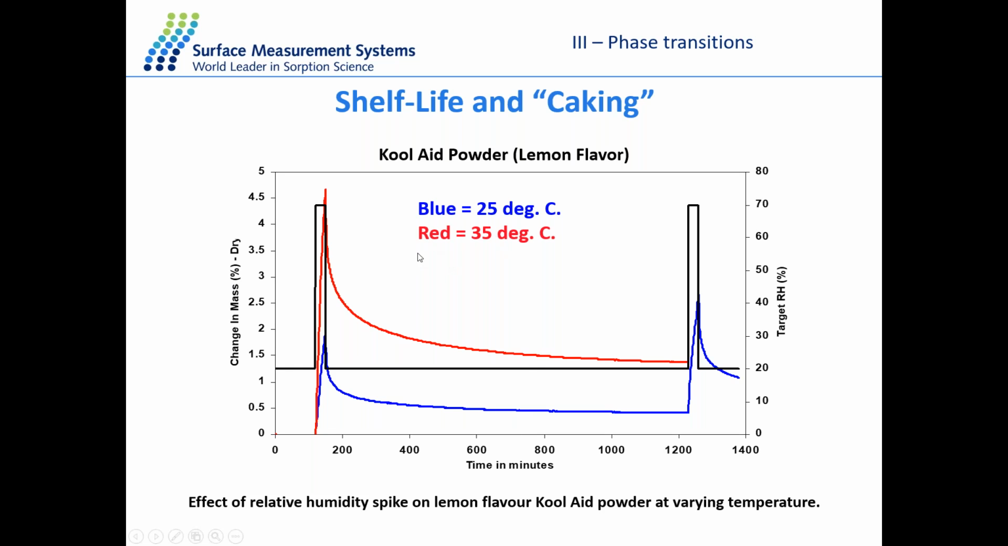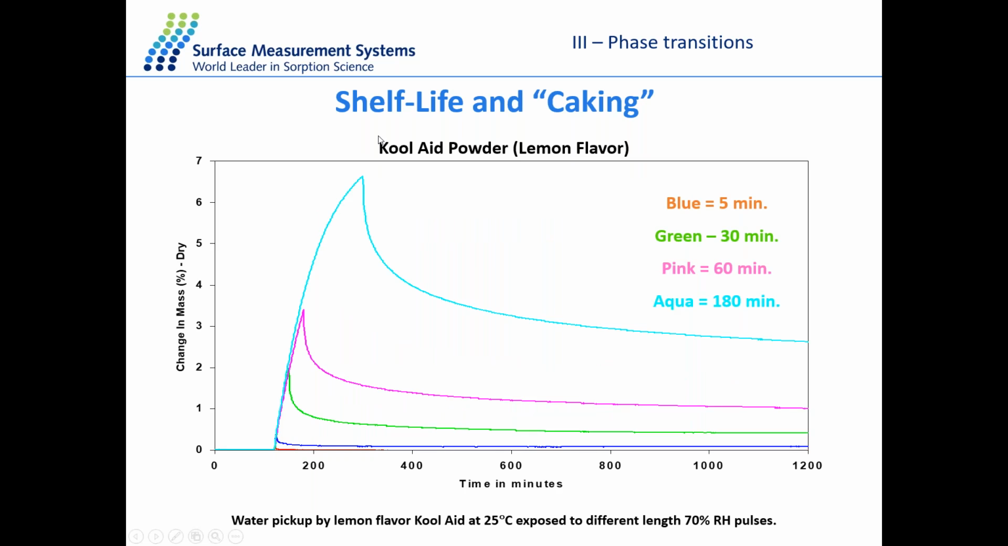And here we have it at different temperatures. The blue line is 25 degrees C, the red line is 35 degrees C. What you see here is that the sample cycles up and then progressively down, but it never recovers back to the initial value. Now, obviously, the longer you expose it to a higher level of relative humidity, the higher will be the final water content of the sample itself.